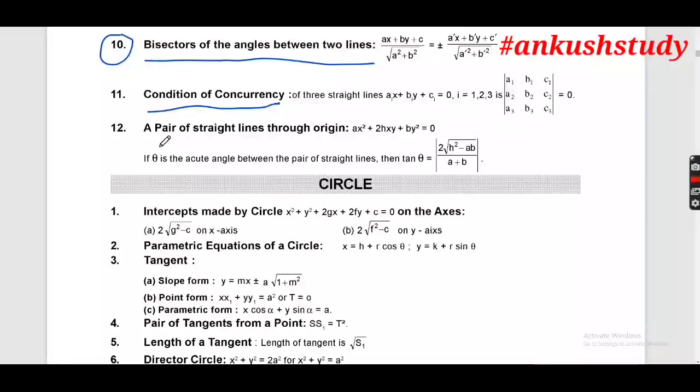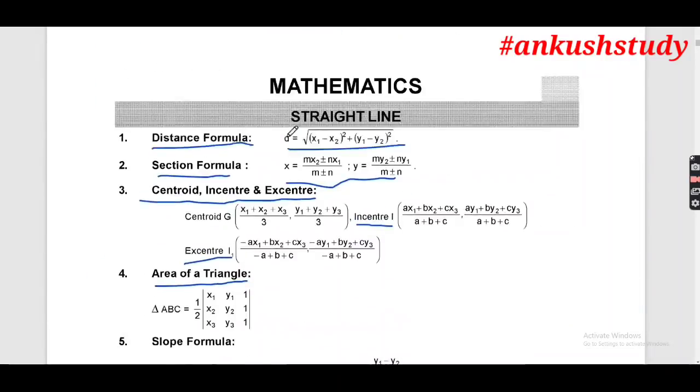And a pair of straight lines through the origin is ax square plus 2hxy plus by square equals 0. Now if theta is the acute angle between the pair of straight lines, then tan theta is equal to 2 root of (h square minus ab) upon (a plus b). Okay, so this is for the straight lines chapter.